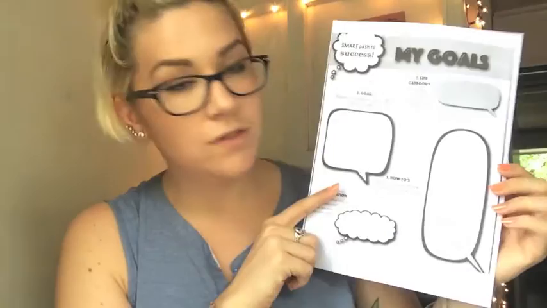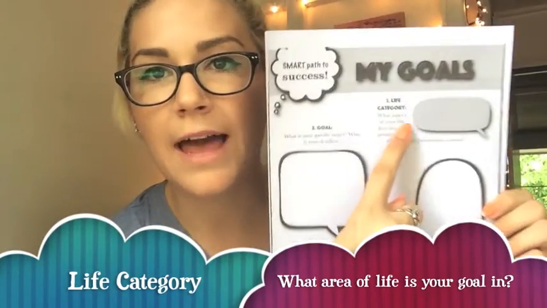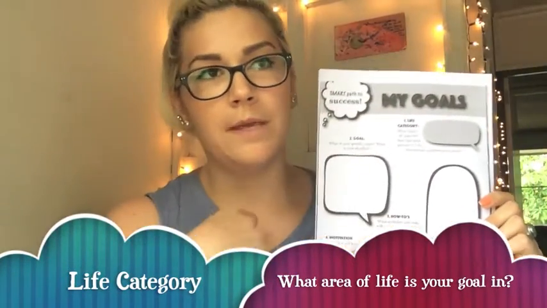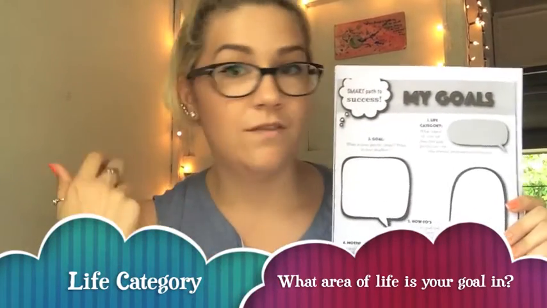So I like to use visual representations just because I'm more of a visual learner, so it helps me think it through better. So first, start with your life category. So what do I mean by that? Is this goal professional? Is it educational? Is it for your health? Is it for your family? Is it about yourself, some personal thing? Pick out a life category so that you can start to make it more specific.